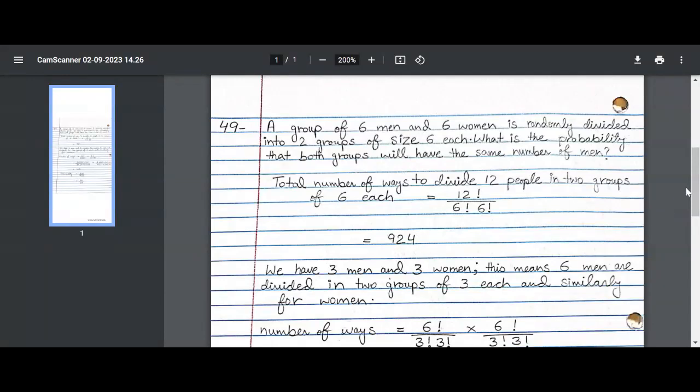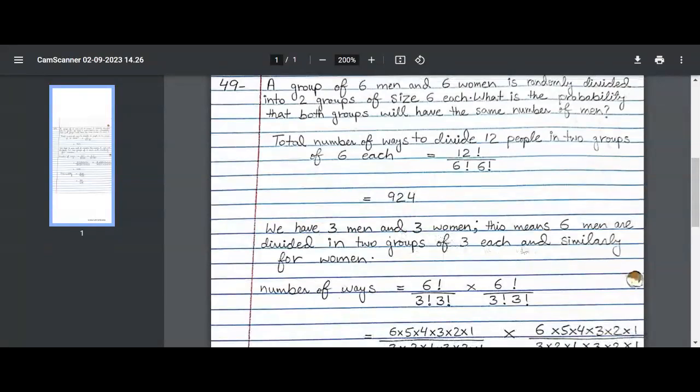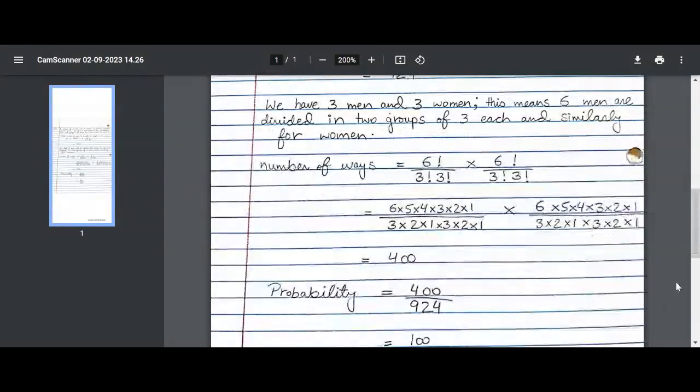Then we want to have 3 men in each group because of the equal number. Because each group has 6, it has to be 3, 3. So that's why he's saying, okay, number of ways for women, 6 factorial divided by 3 factorial divided by 3 factorial. Then number of ways for men, 6 factorial divided by 3 factorial divided by 3 factorial. So that will be the event. Then the number of ways of the event divided by the number of ways of the sample space. That's the probability of this question.